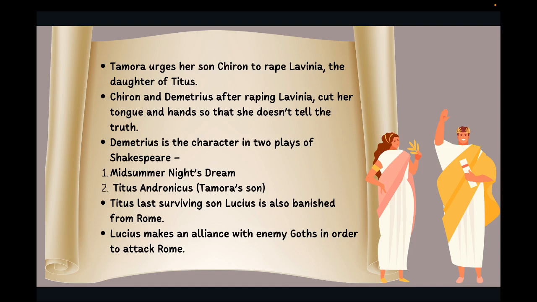Chiron and Demetrius, after doing the deed with Lavinia, cut her tongue and hands so that she doesn't tell the truth. Demetrius is a character in two of the plays of Shakespeare, Midsummer Night's Dream and Titus Andronicus, where he is Tamora's son. Titus's last surviving son, Lucius, is also banished from Rome. Lucius makes an alliance with enemy Goths in order to attack Rome.